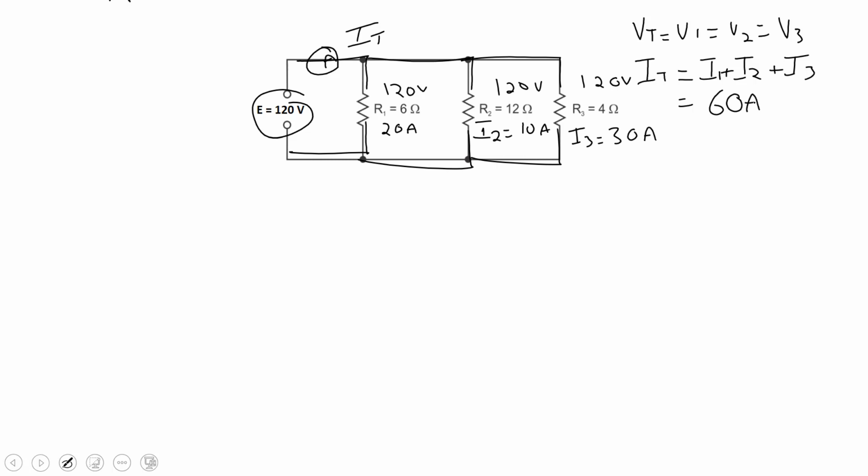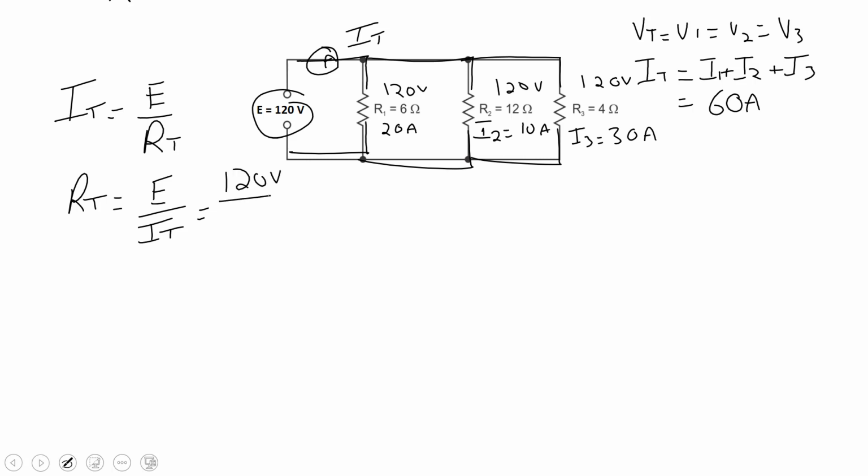So if we know the total current in the circuit and the applied voltage, we could determine the total circuit resistance from this by using Ohm's law. So I total is equal to E divided by R total. And if we want to find R total, we would go applied voltage divided by I total, that's 120 volts divided by 60 amps. So the R total is 2 ohms.